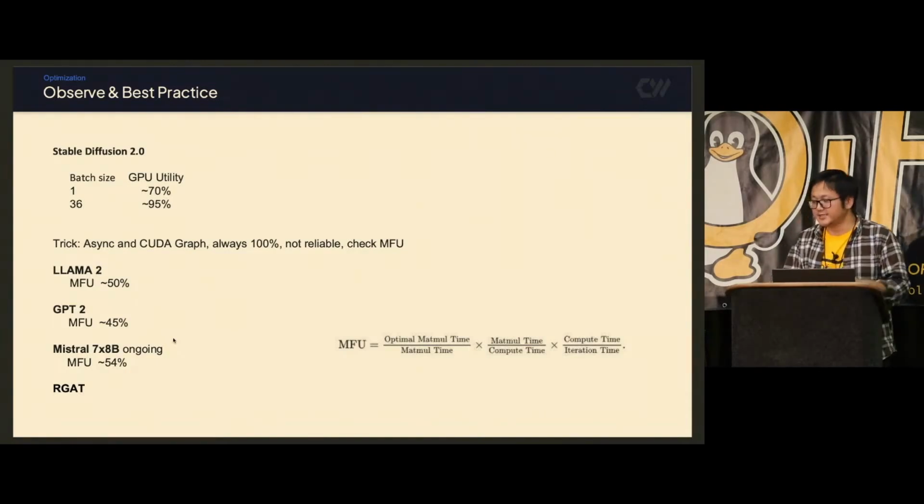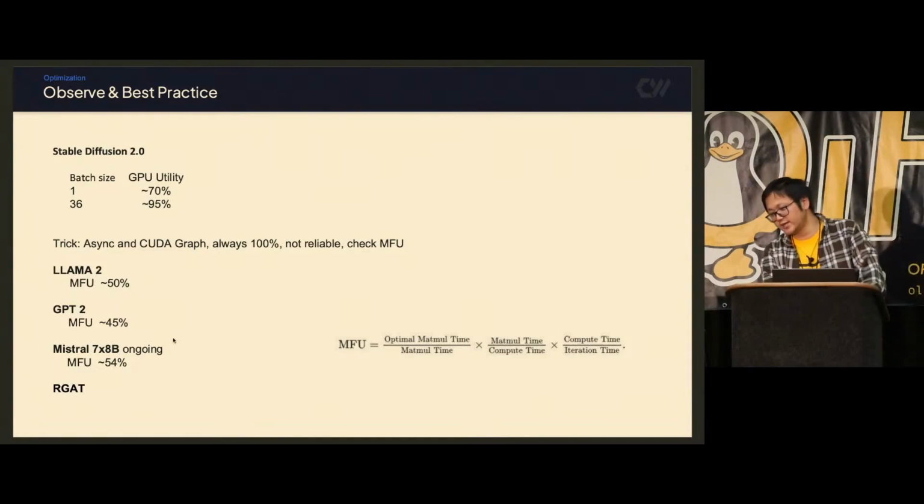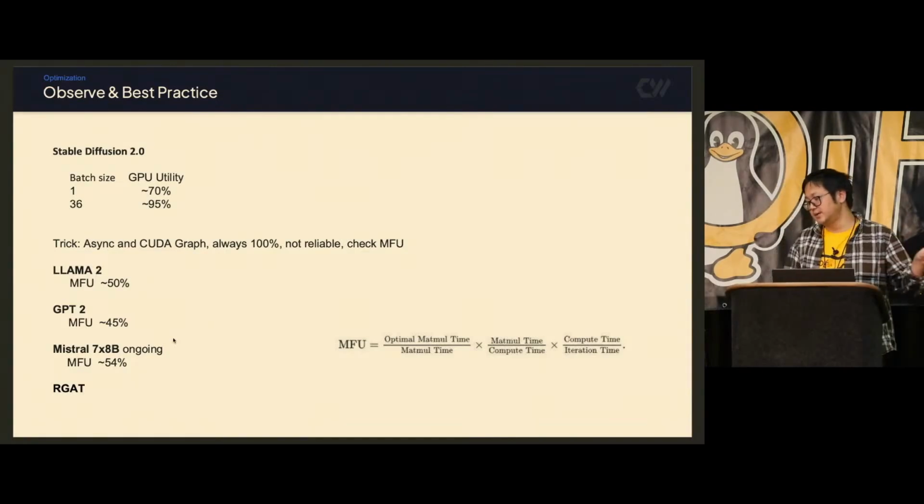And like I said, we test on different models here: Llama 2, GPT-2, and we also ran Mixtral 8x7B, the latest mixture-of-experts model. There's also a new one from MLPerf, which is a graph neural network. That's really new. Using Megatron LM, we could get about 50% for Llama 2 and 45% for GPT-2.